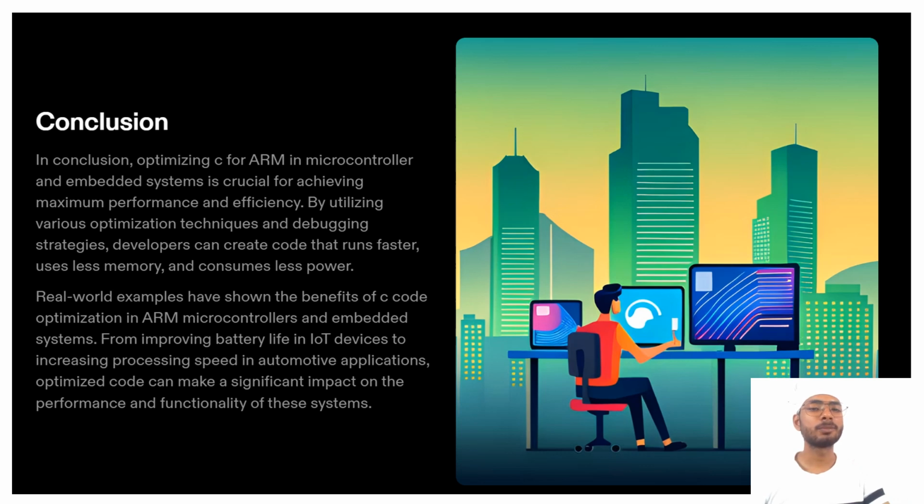Next, we have come to the conclusion part of this video. In conclusion, optimizing C for ARM in microcontrollers and embedded systems is crucial for achieving maximum performance and efficiency. By utilizing various optimizing techniques and debugging strategies, developers can create code that runs faster, uses less memory, and consumes less power. The real-world examples have shown the benefits of C code optimizing in ARM microcontrollers and embedded systems, from improving battery life in IoT devices to increasing processing speed in other applications. Optimizing code can make a significant impact on the performance and functioning of these systems.